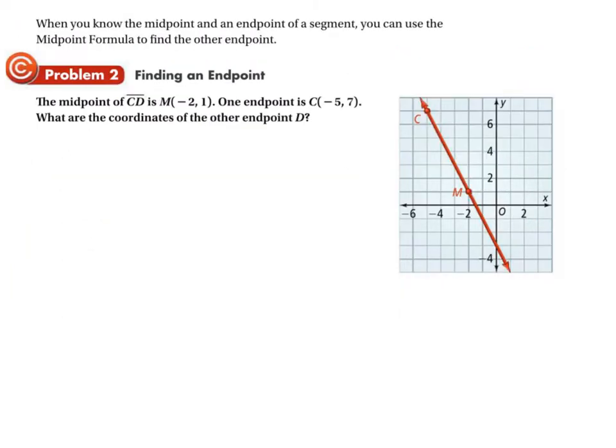Okay, so some people consider this to be a little bit more challenging, but you just have to pay attention to what you're doing, and it makes logical sense. So check it out. You have a midpoint and one of the endpoints, and you're trying to find the other endpoint, okay? And you know what the midpoint formula is. The midpoint formula says you average the x coordinates for the x coordinate of the midpoint, you average the y coordinates for the y coordinate of the midpoint. We're going to use that. So check it out.